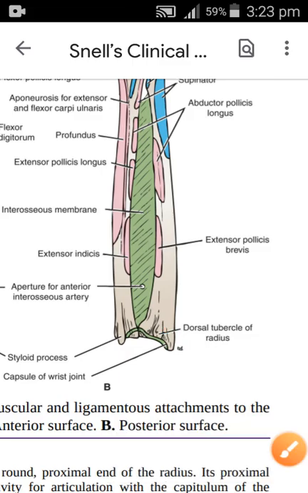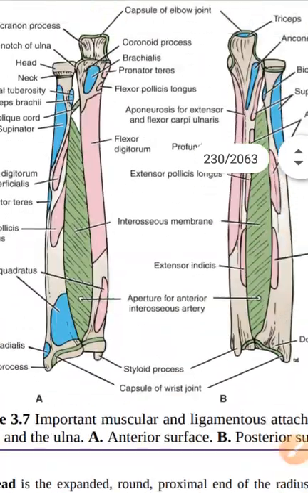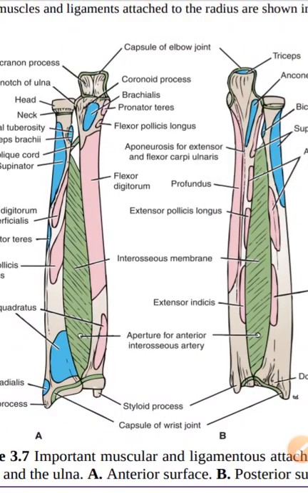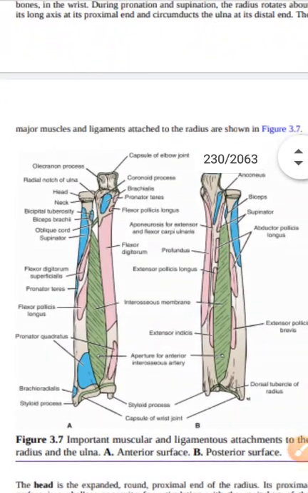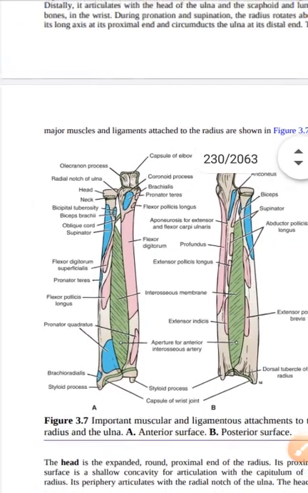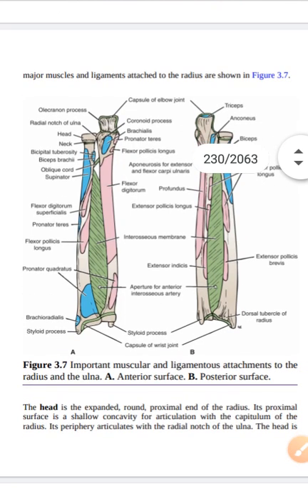So in the next lecture we will discuss the carpal bones, metacarpal bones, and phalanges, and some of the muscle attachments to those bones. And now we will wind up our lecture here. Thank you.